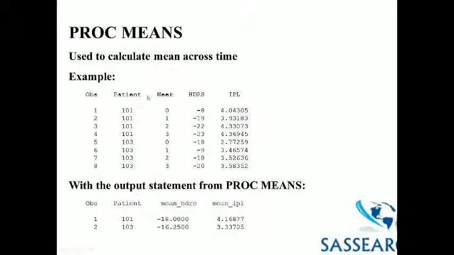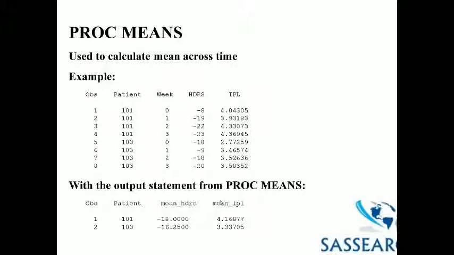If we use PROC MEANS and an output statement, notice we have in our new data set just 2 observations, the 2 patients, 101 and 103, and we have the mean levels of the Hamilton Depression Score and the mean level of the imipramine drug plasma level. This just provides the summary measure across all the weeks for that particular patient. So there are some limits to just using the output statement from PROC MEANS to collapse and get a single observation per patient.